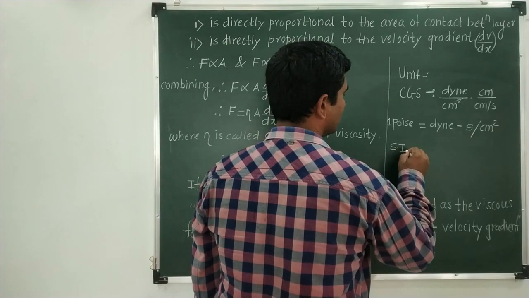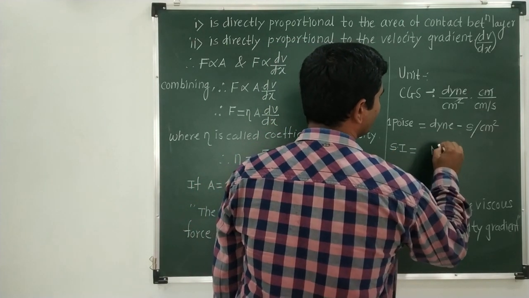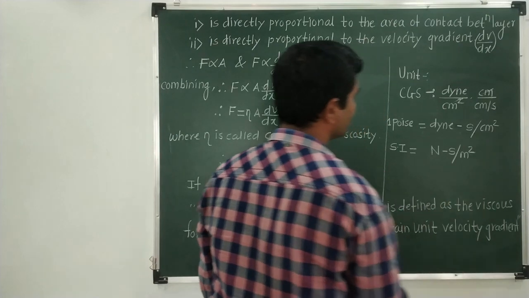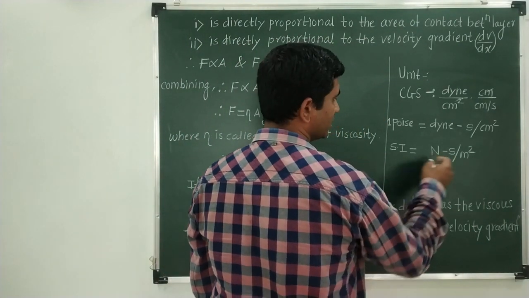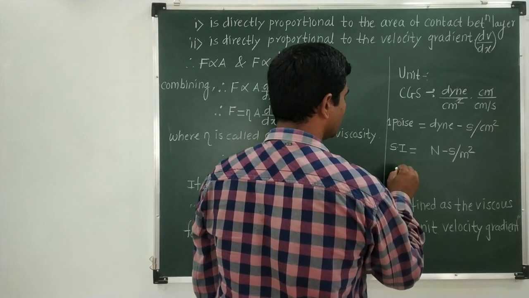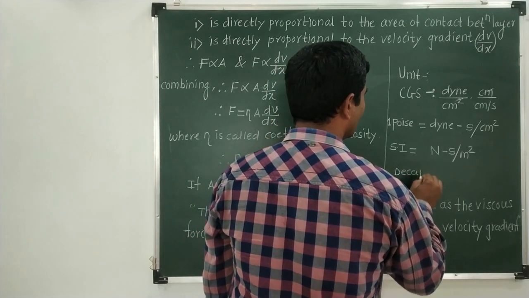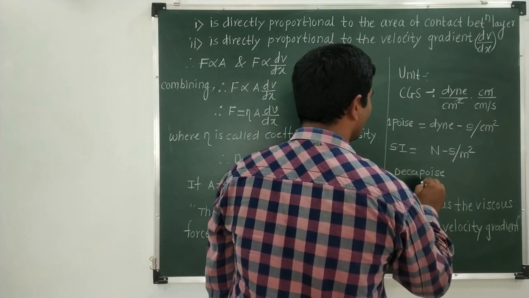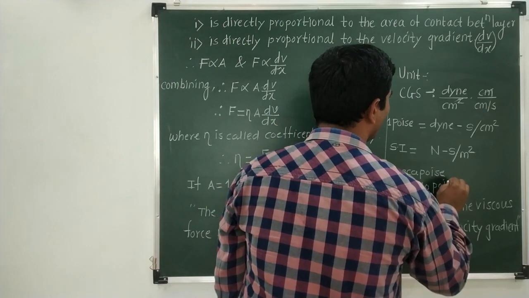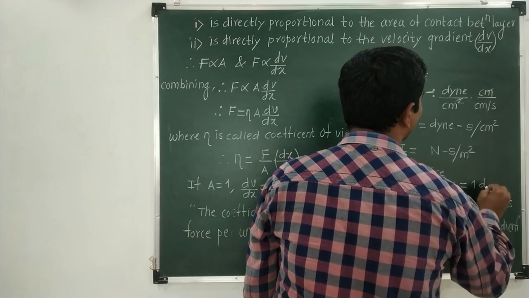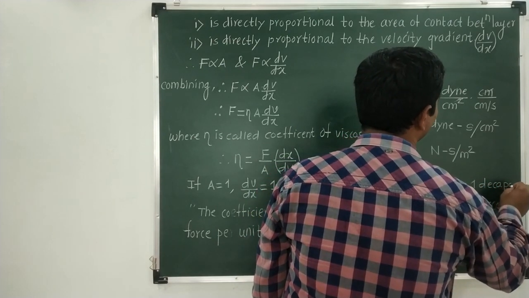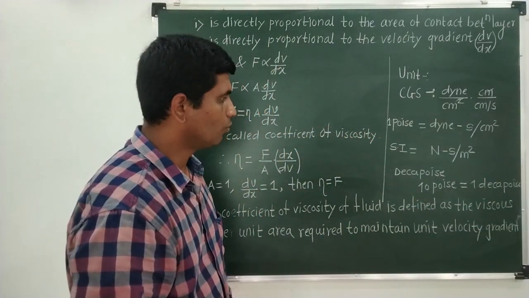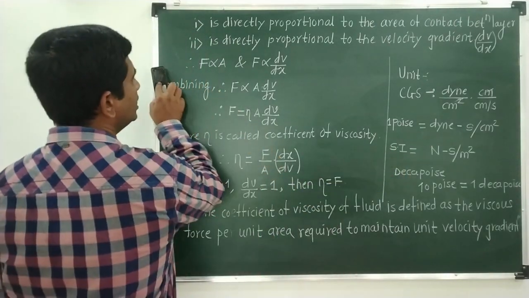In SI unit, force is measured in Newton, time is measured in seconds, and area in meter square. This SI unit is called decapoise. And there is a relation between this SI unit and CGS unit: 10 poise is equal to 1 decapoise. That is the relation. Now we will try to find out the dimension of eta.